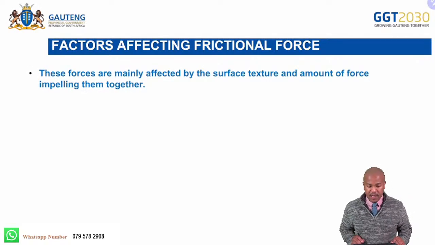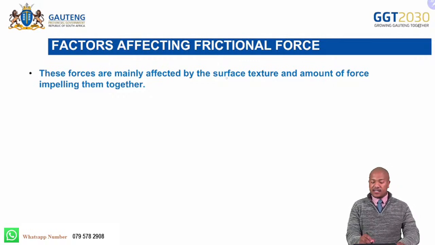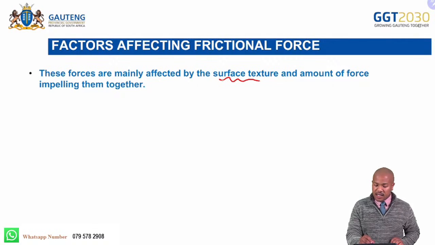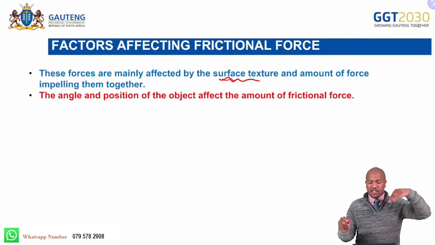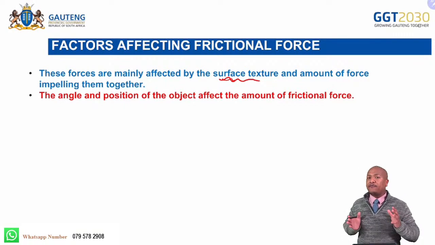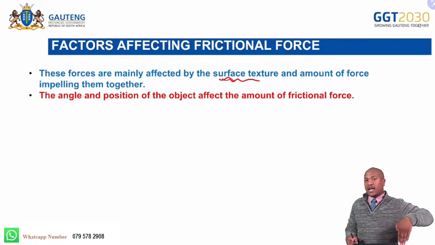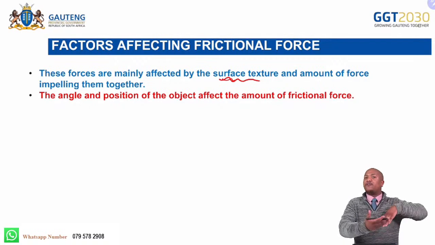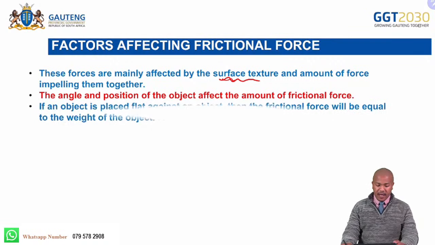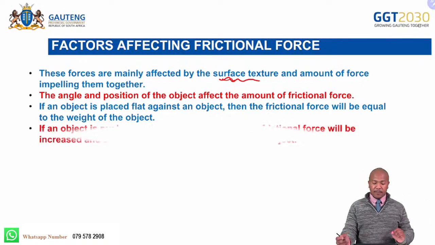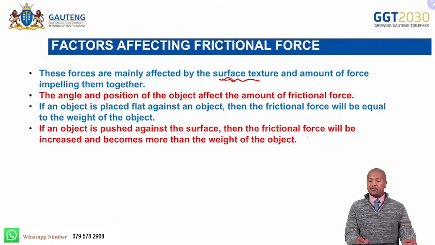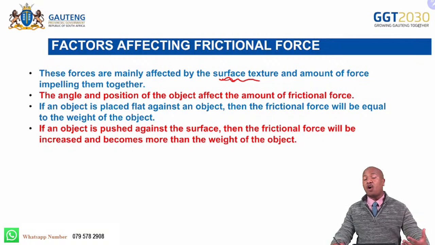I want us to explore them. These factors are mainly the surface texture, how smooth or rough the surface is. It affects the amount of friction. It is the surface texture and the amount of force impelling them together. Not only that, the angle and position of the object can affect the amount of frictional force, meaning the position in which you put the object. It can affect the frictional force between the two objects. Thirdly, if an object is placed flat against a surface, then the frictional force will be equal to the weight of the object. And lastly, if an object is pushed against the surface, then the frictional force will be increased and becomes more than the weight of the object.